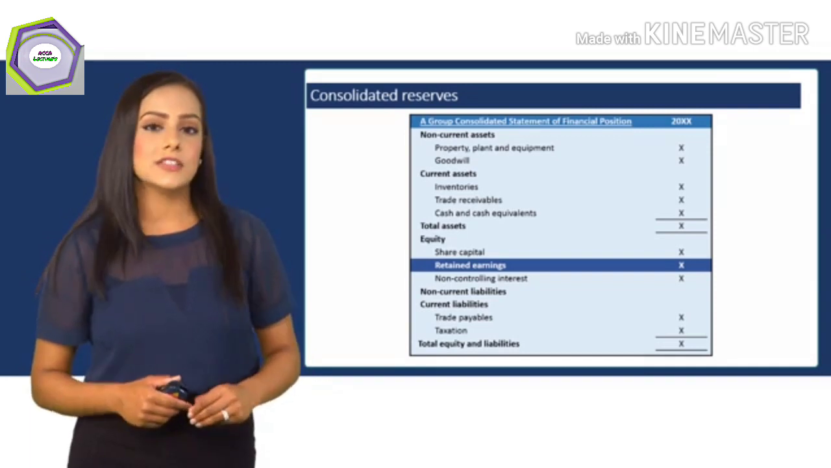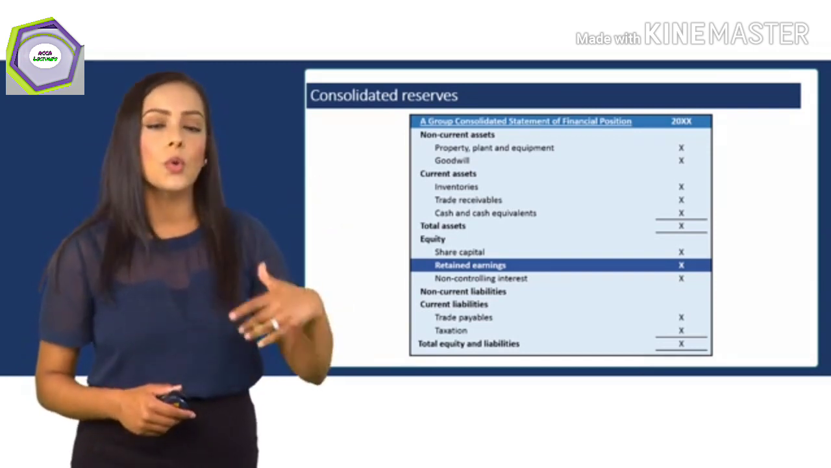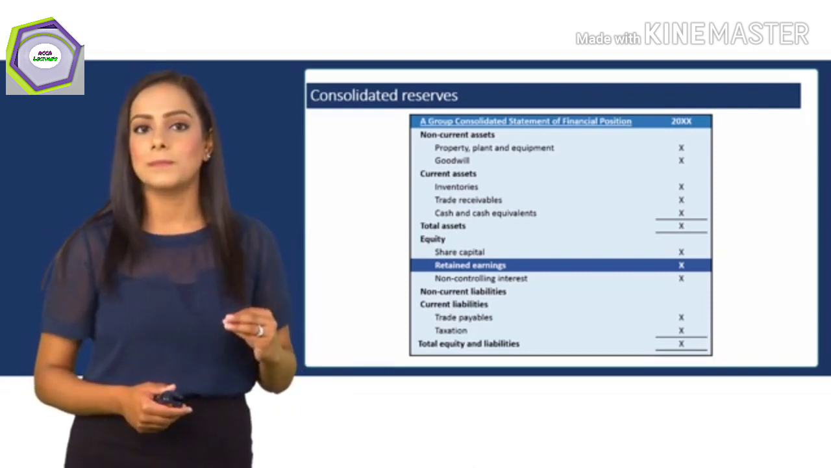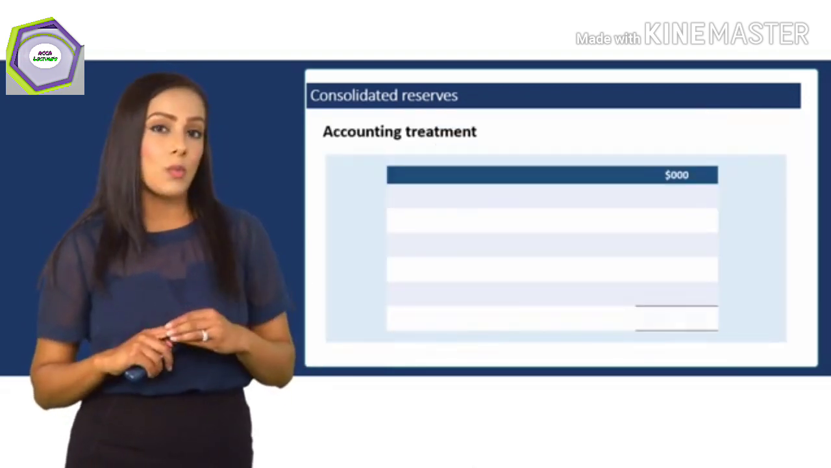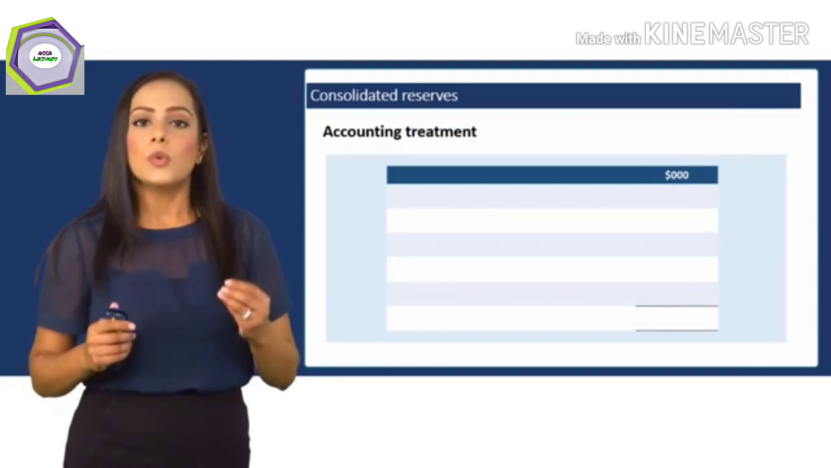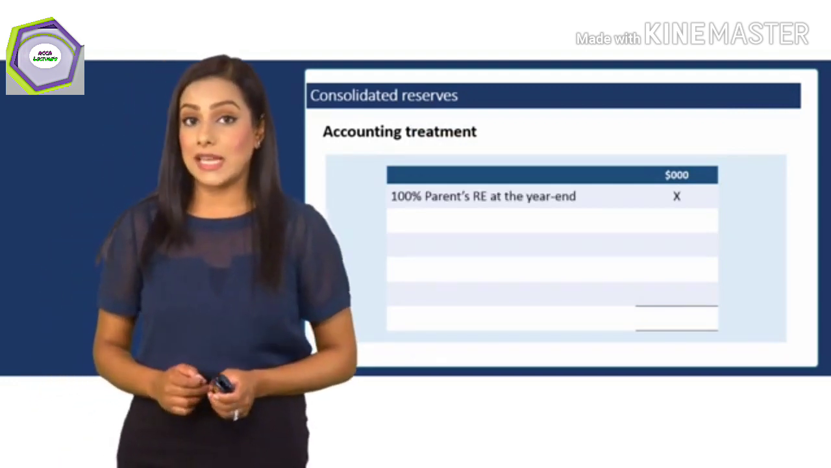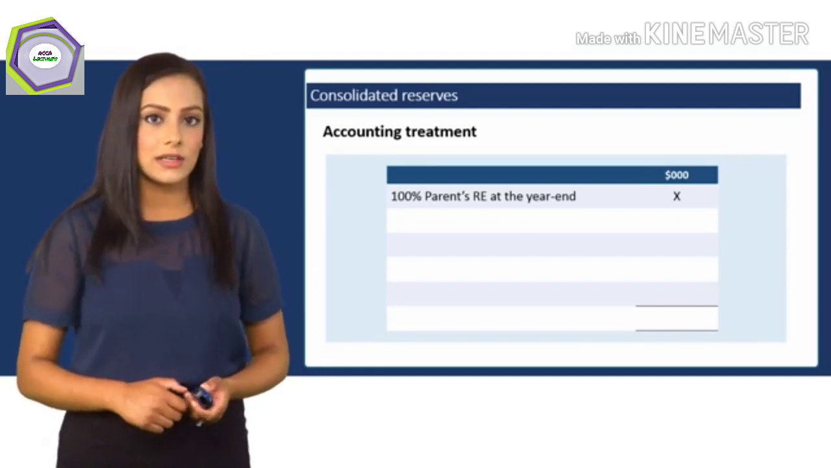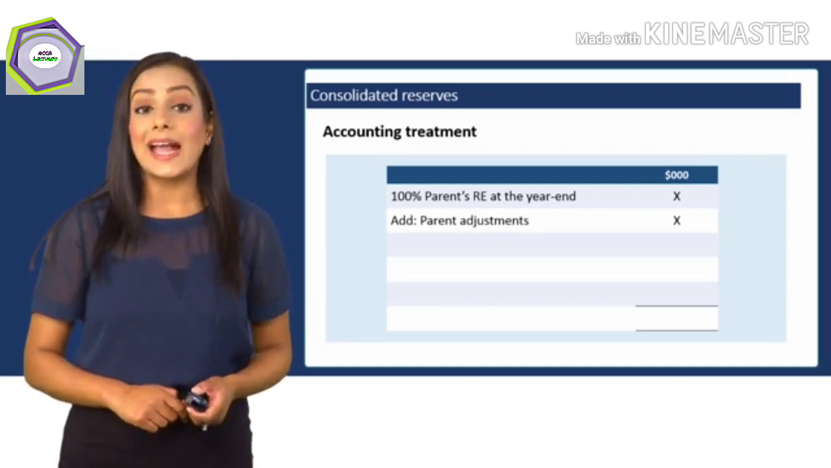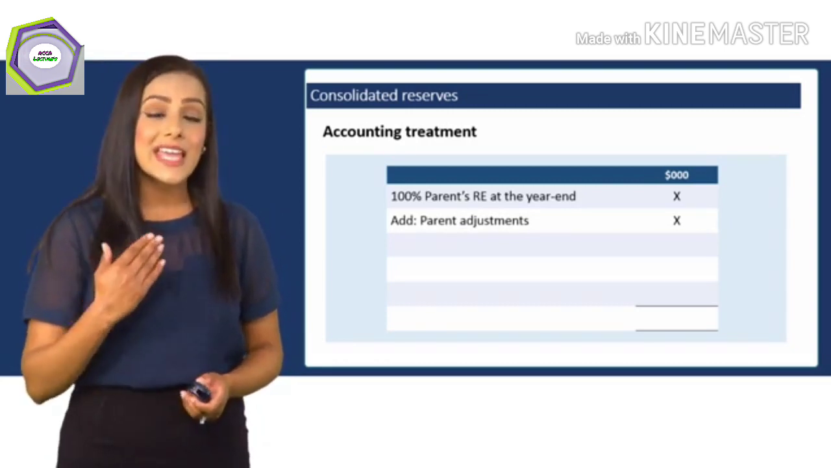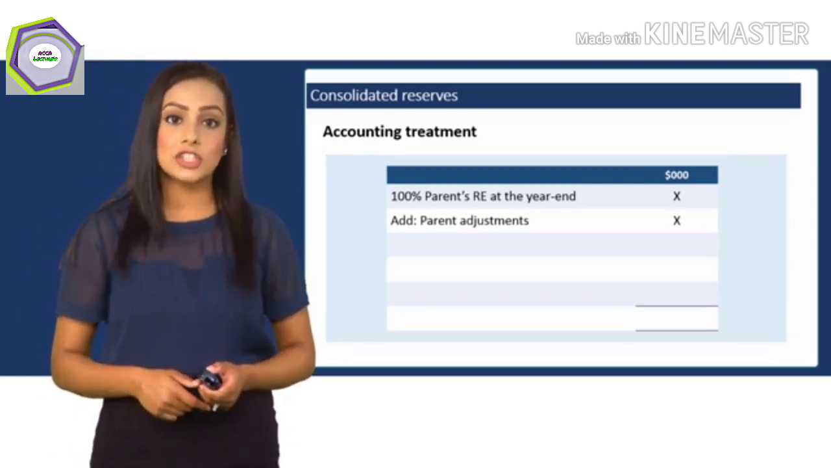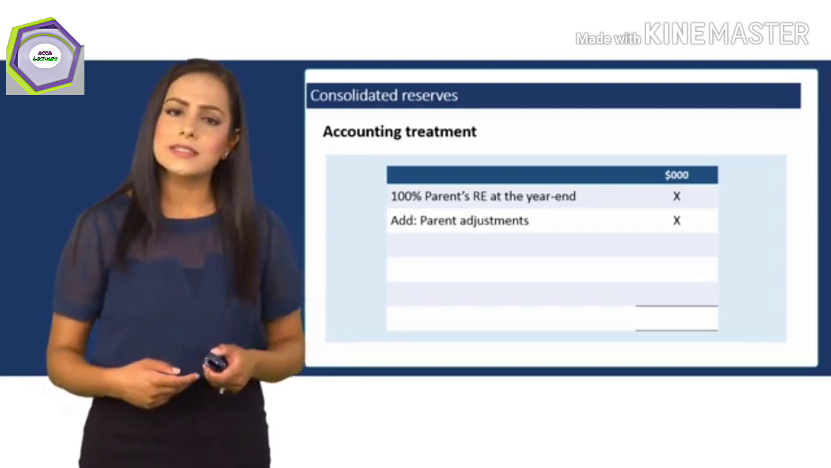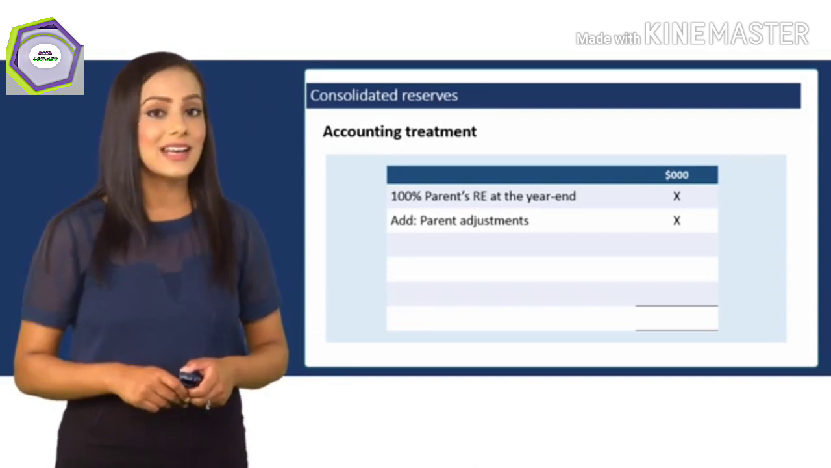So the retained earnings figure tries to show what the parent's retained earnings are and what other adjustments are necessary. So let's talk about what the working is. We'll start off with the parent's retained earnings at the year end, and then we adjust the parent's retained earnings. For example, if we had any deferred consideration, the interest on that consideration must be deducted from the parent's retained earnings. Deferred consideration is discussed in another video.